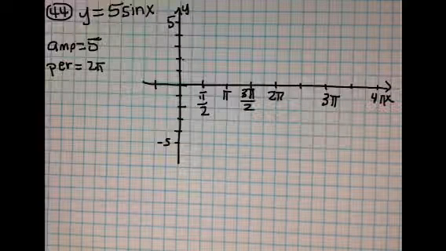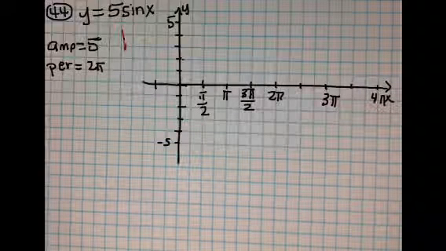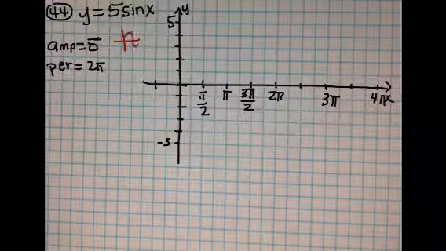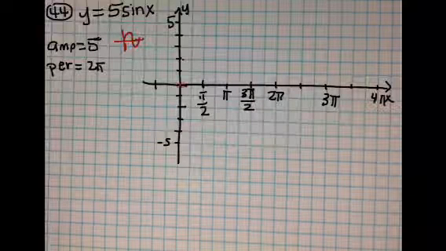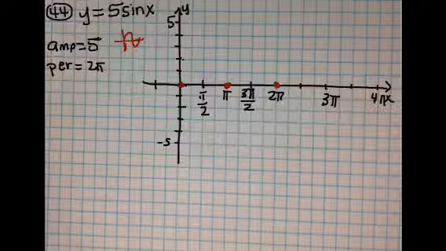Problem 44 has an amplitude of 5 and a period of 2 pi. Remember, it's a sine curve, so this should come to your mind. So the zeros are at the beginning, the middle, and the end of the period. The maximum is 1/4 of the period, which would be at pi over 2, right here. And the minimum is 3/4 of the period, which would be at 3 pi over 2, right here.